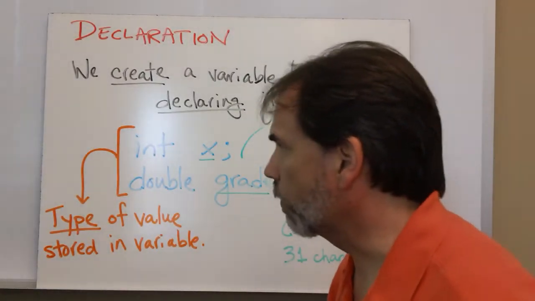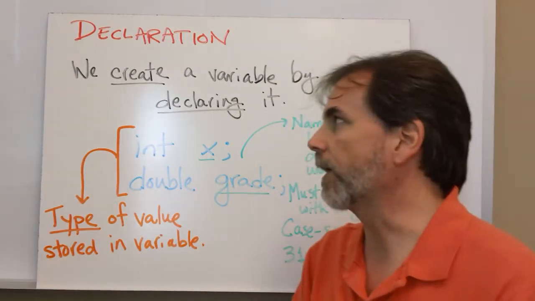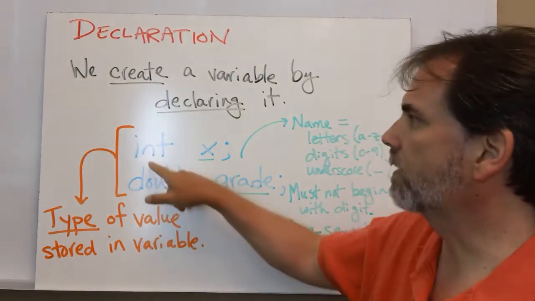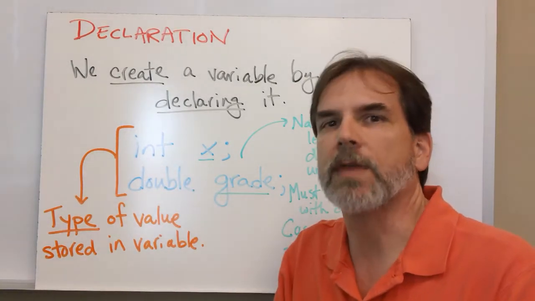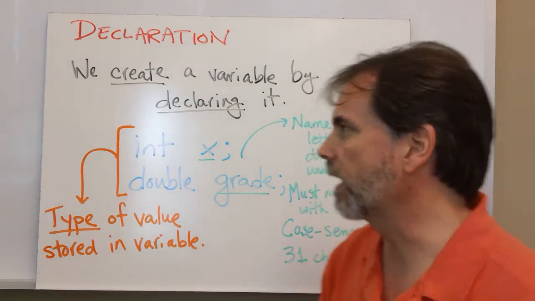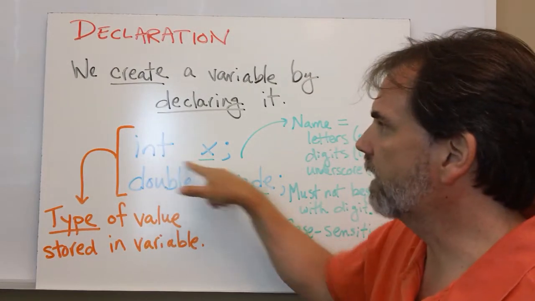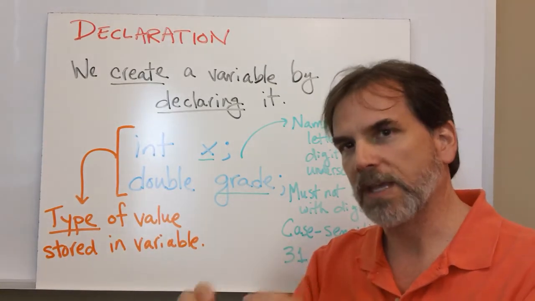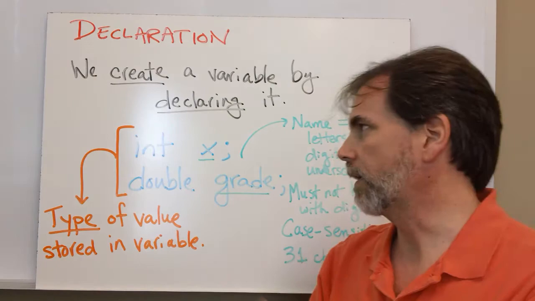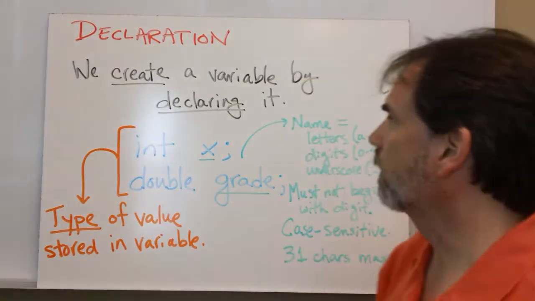Now in C, we create a new variable by writing a declaration. We declare it. When we declare a variable, we say this is the type of the variable, this is the type of the value that we're going to store in that storage location, and this is the name that we're going to use. And when the compiler sees this, it creates a storage location big enough to hold an int, and whenever I say X, we then refer to that storage location.